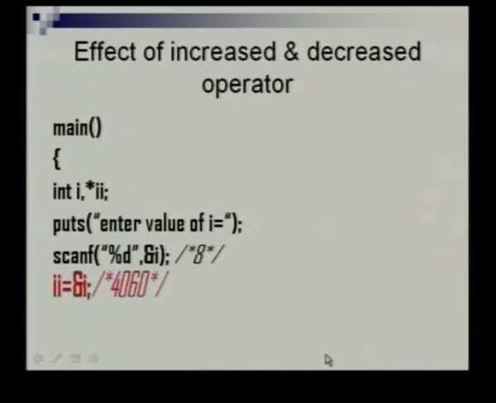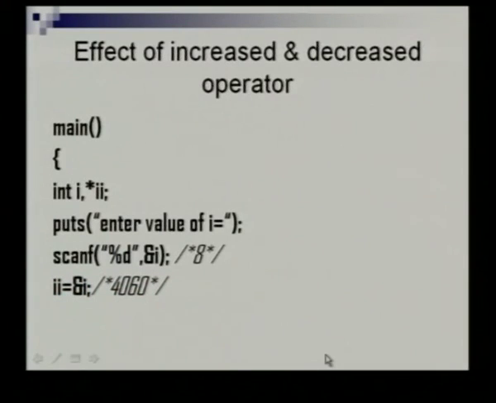So now i holds the value 8 and the address of i is put into ii. This is because ii is a pointer variable. So now star ii holds the value 8 and simply i holds the value 8. The address of i is held in ii. So these are the three things you have to remember.